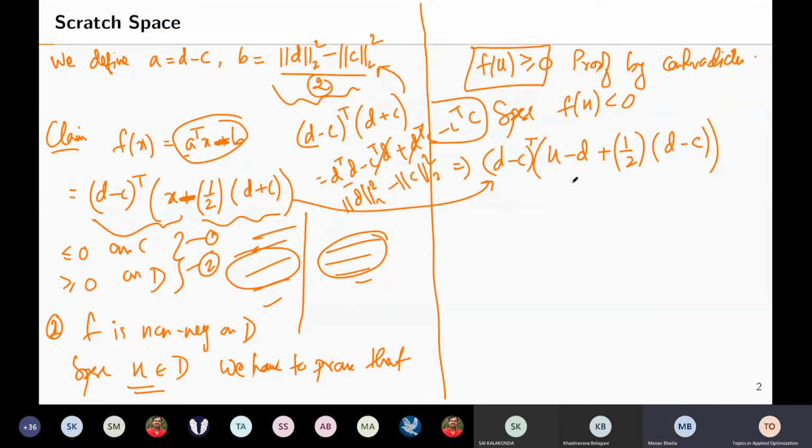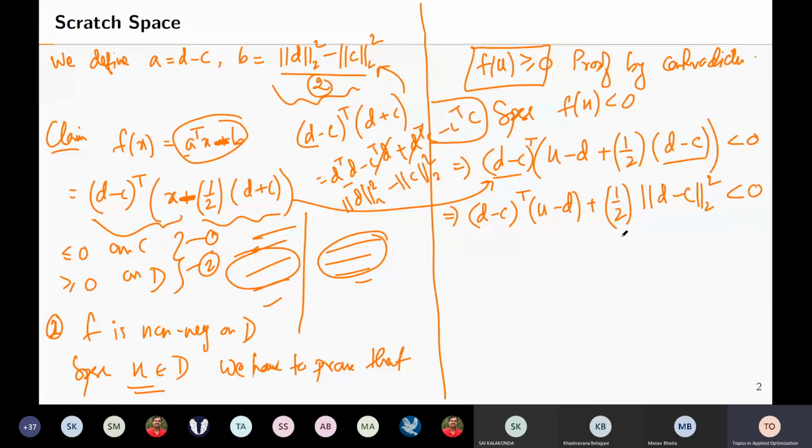So let us check this. Yes, there will be minus D here, right? Minus half D, and then I can take minus half common. So it will turn out to be again minus half of D plus C. So this is okay, and this is less than 0. And then I have (D minus C) transpose (u minus D) plus half of D minus C.